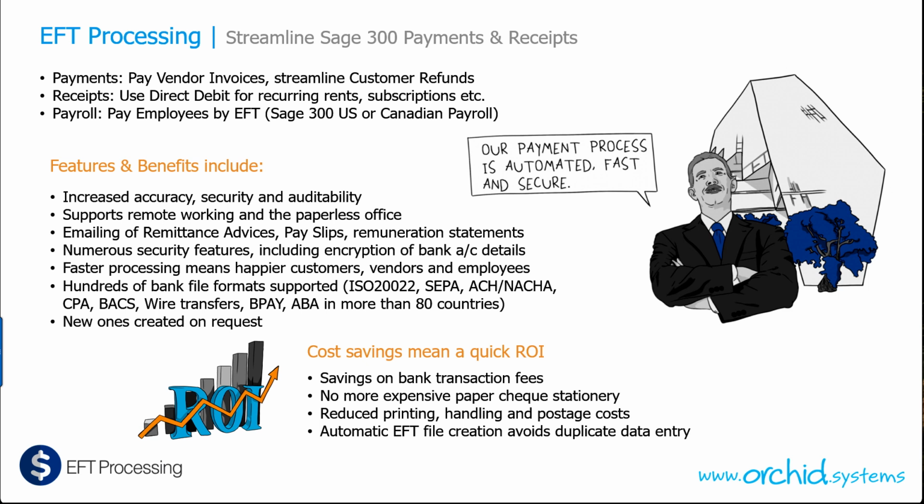For example, ISO 20022 in a range of countries, SEPA in Europe, ACH and NACHA in the US, CPA 005 and other CPA versions in Canada, BACS in the UK, wire transfers in many countries, BPAY and ABA in Australia. And as many of you know, we create new formats on request for customers who are current on software assurance or subscription.